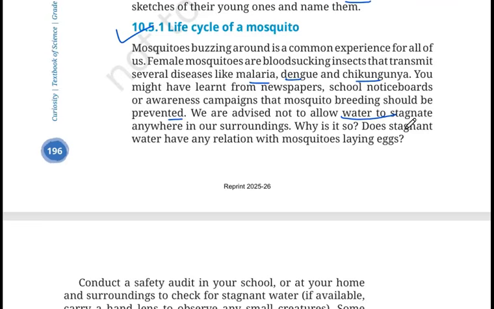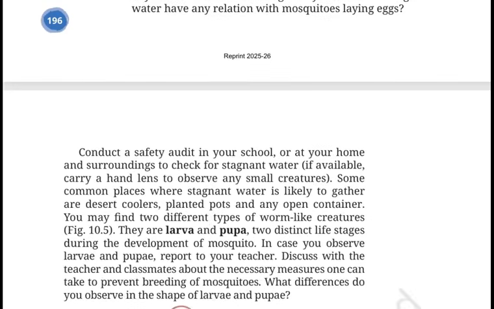Why? Because of the stagnant water, mosquitoes breed. Mosquitoes breed in stagnant water. They lay their eggs in stagnant water. We will be learning about it. So let us go.